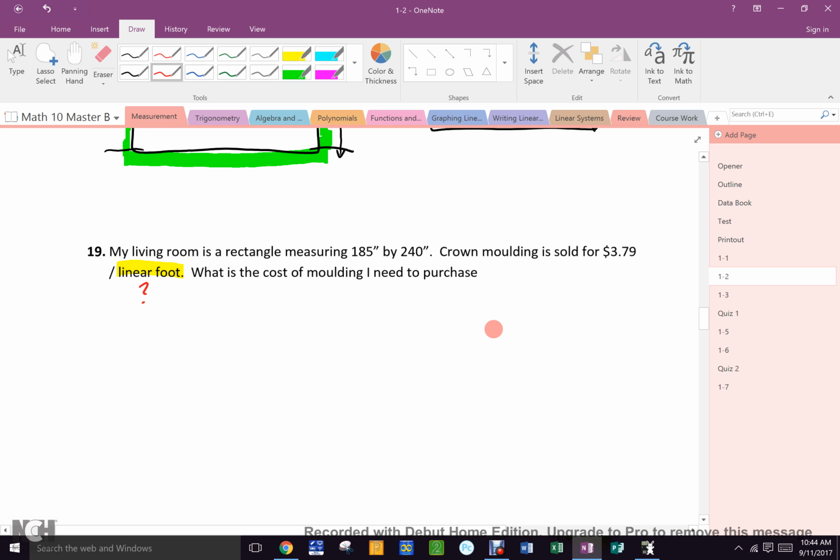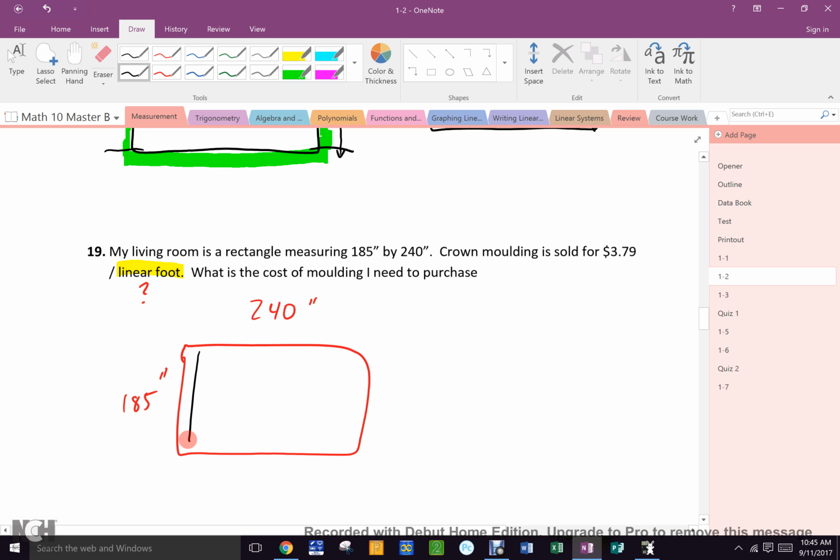Yeah, because we know now crown molding goes along the walls, right? So here's my room, 185 by 240 inches. Where does the crown molding go? On the ceiling, along the wall, yes? So I need this 185. I need this 240. Then what do I need down here? Another 240. And what do I need over here? Another 185. So I need 480 plus what's 185 and 185?